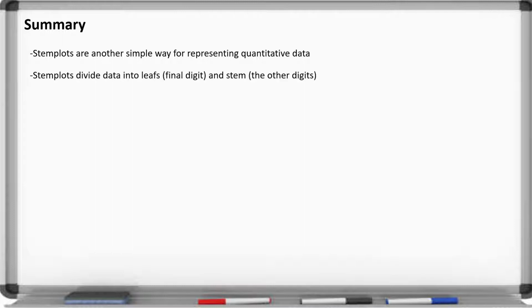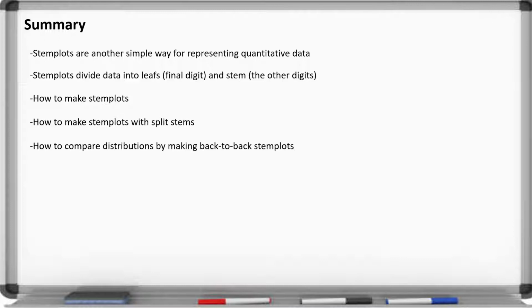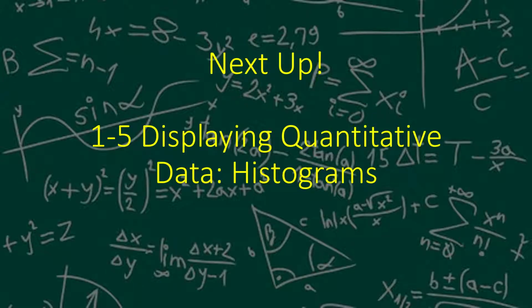All right, so let's summarize. Stem plots are another simple way to represent quantitative data. Remember that stem plots divide the data into leaves, which is the final digit, and the stem, the other digits. We talked about how to make stem plots in which the stems are split, and how to compare distributions by making back-to-back stem plots. All right, so the next lesson is going to cover histograms.